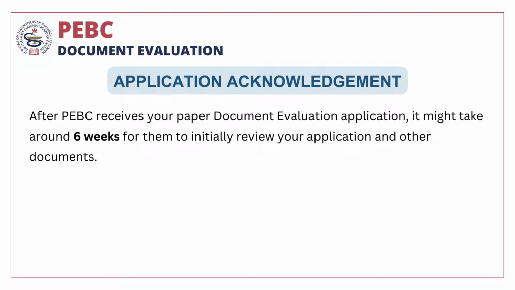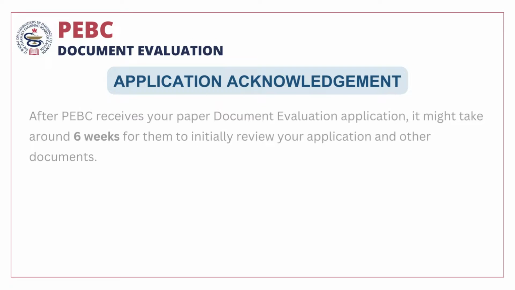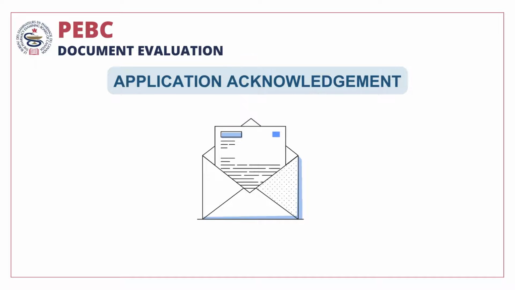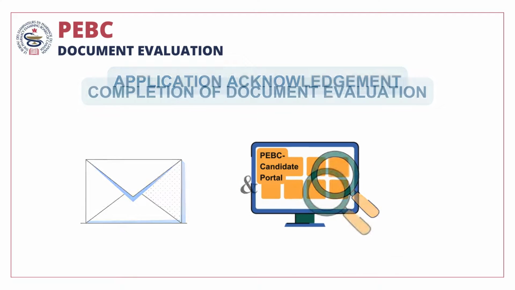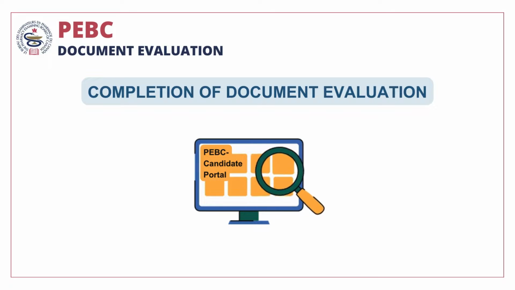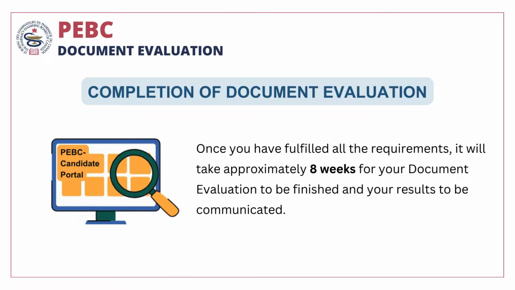After PEBC receives your paper document evaluation application, it might take around 6 weeks for them to initially review your application and other documents. You will receive an email notification about the status of your document evaluation requirements, and you can also access that information through the PEBC portal. Once you have fulfilled all the requirements, it will take approximately 8 weeks for your document evaluation to be finished and your results to be communicated.